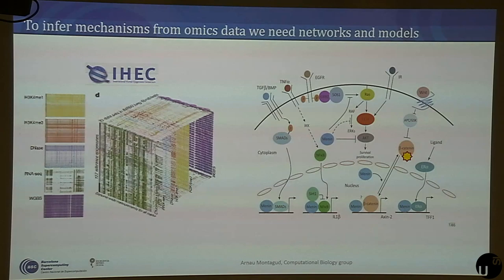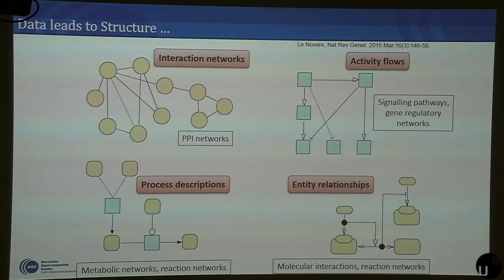So data leads to structure. Depending on the kind of data you have, you would build one network or another. For PPI networks, you would have interaction networks. For metabolic networks, you would have process descriptions. So, I don't know, glucose gets degraded into these other things. You would have activity flows: if A touches B, then something happens. And you would also have entity relationships for molecular interactions.